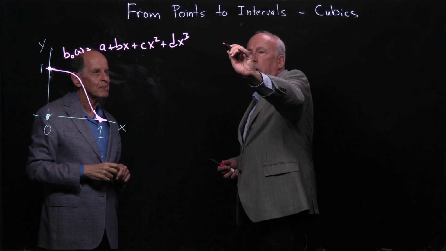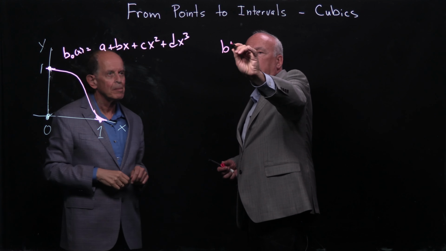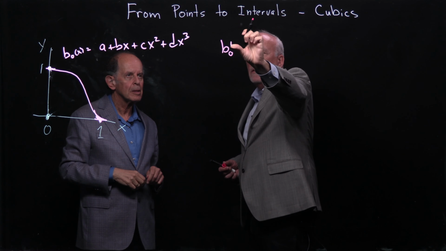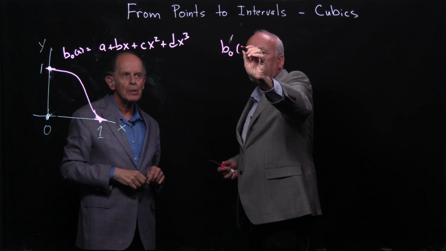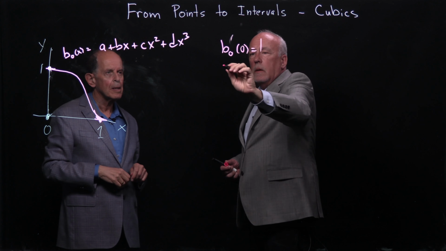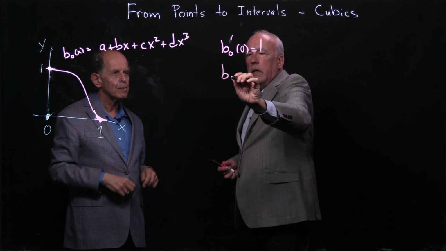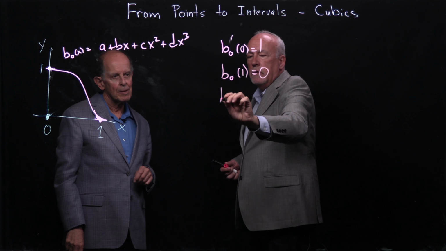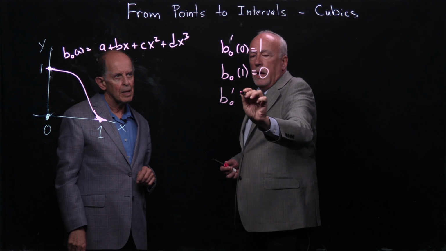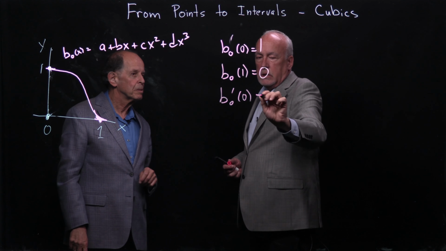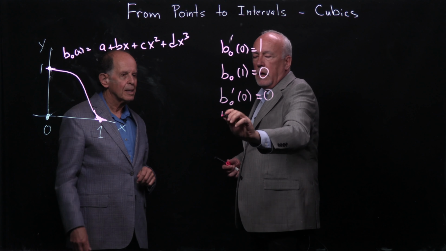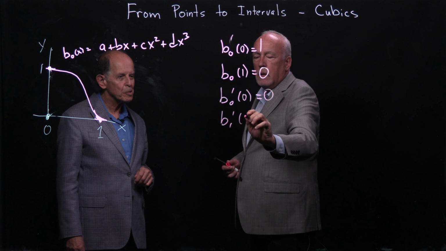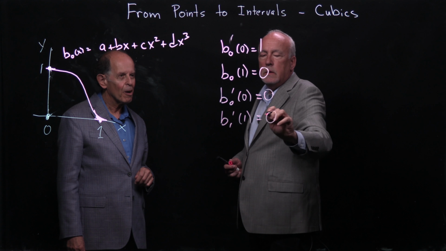So let's write down what our conditions are. We want b0 at 0 should equal 1. b0 at 1 should equal what, Matt? 0. And then the derivative, b0 prime at 0 should equal what? 0. Because we want it to be flat. Right? And the derivative at 1? Also flat. Okay.